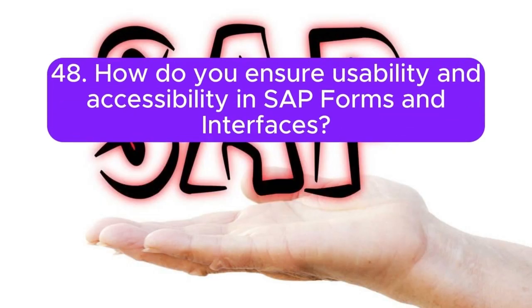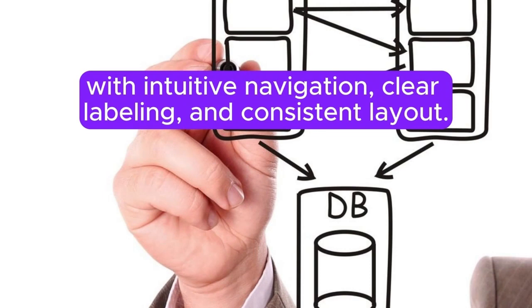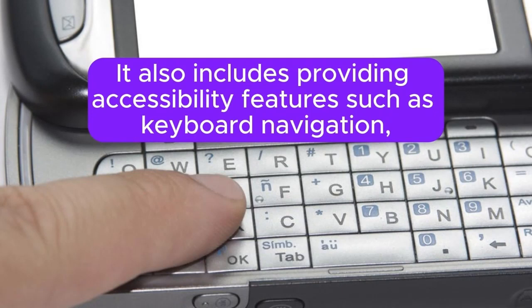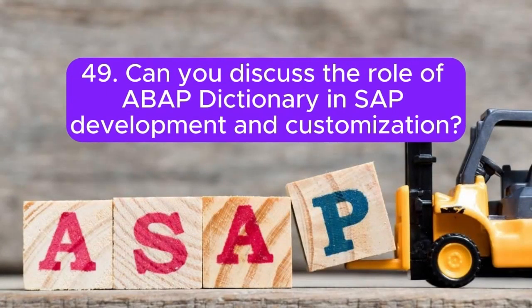48. How do you ensure usability and accessibility in SAP forms and interfaces? Answer. Ensuring usability and accessibility involves designing user-friendly interfaces with intuitive navigation, clear labeling, and consistent layout. It also includes providing accessibility features such as keyboard navigation, screen reader compatibility, and support for assistive technologies to accommodate users with disabilities.